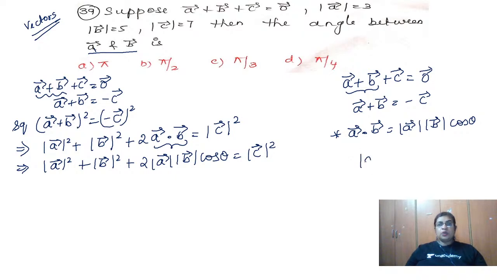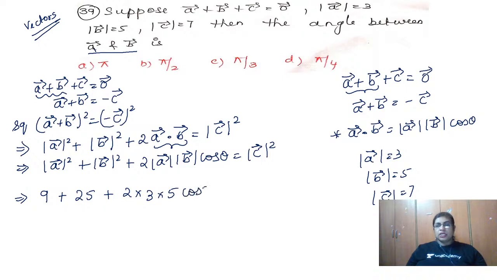Now you already know magnitude A is 3, magnitude B is 5, magnitude C is equal to 7. Substitute. So therefore magnitude A square is how much? 3 square is 9 plus B square is 25 plus 2 into 3 into 5 into cos theta is equal to 49. So how much is this? 9 plus 25, 34. Shift that 34 to the right side. So 2 3s are 6, 5s are 30, you are getting here. So this is equal to 30. This is 34, shifting to the other side, this is 30.